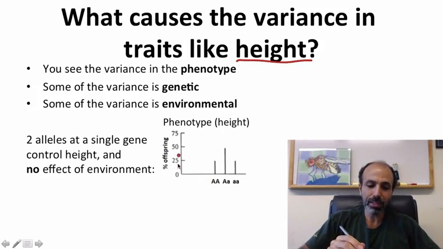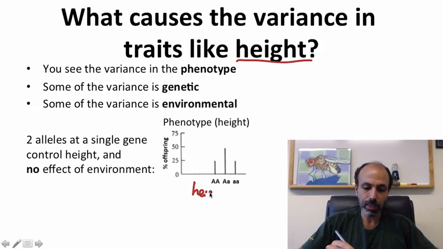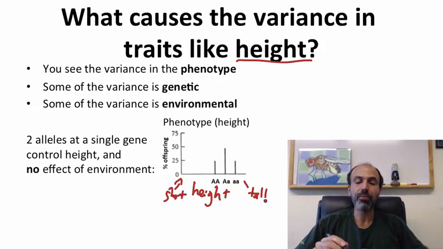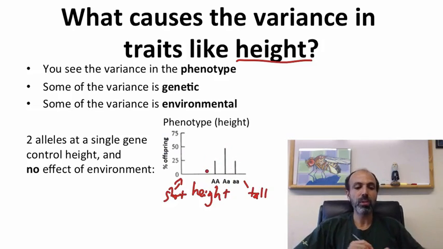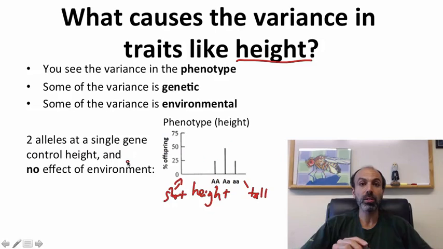Let's say here on the y-axis we're looking at the number of offspring that have a particular height, and on the x-axis we're looking at height, such that this would be short at this end, and this would be tall at this end. Okay? So we see here, in this particular case, there's some variance in the phenotype being height. We have some individuals on the tall end, some intermediate, some short. Now with this example, we're looking at two alleles at a single gene that are controlling height.